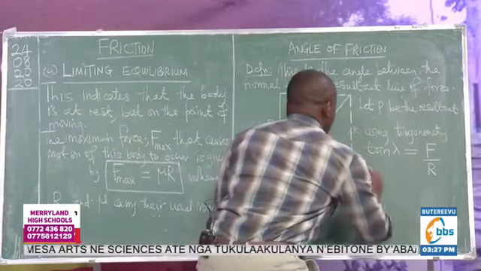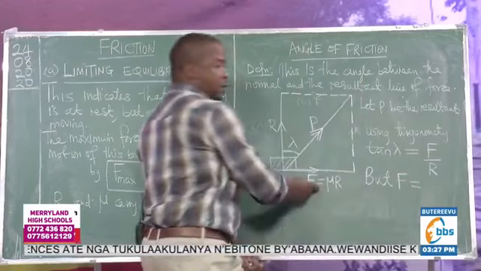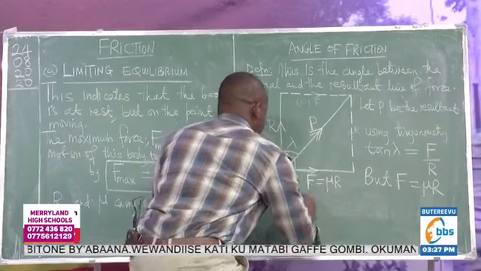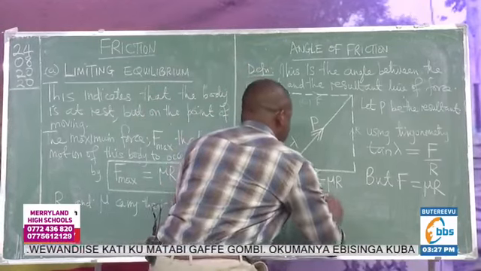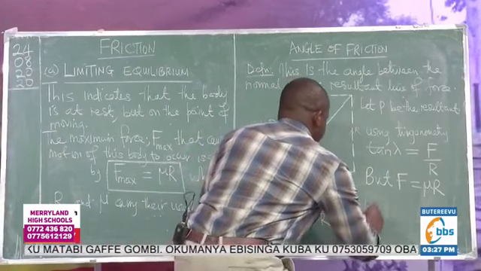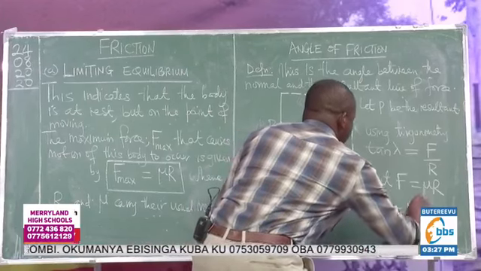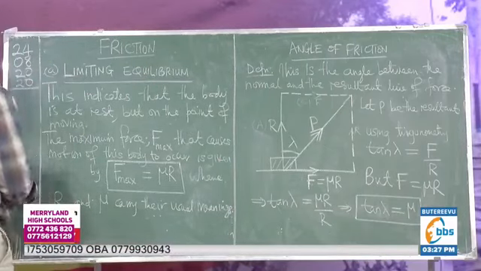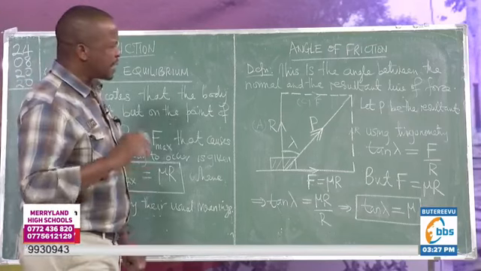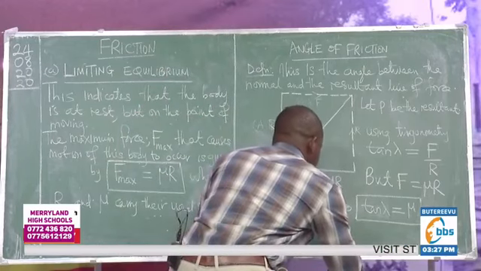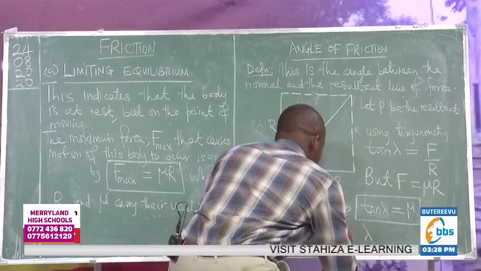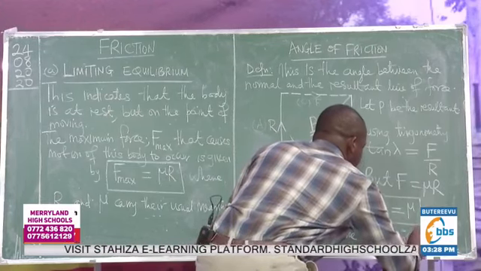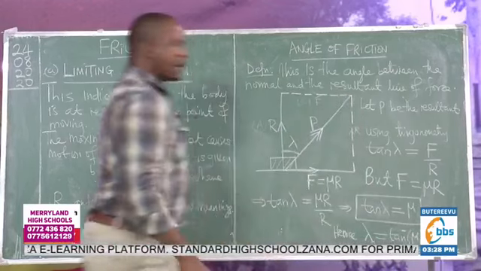But note, all of us know that our F is equal to mu R. Therefore, if I substitute for F, my tan of lambda is now equal to mu R over R, implying that my tan of lambda is actually equal to mu, which is the coefficient of friction. If the intention is to find the angle of friction, we can proceed and say, hence, our lambda, or our angle of friction, can be got as the arctan of mu.